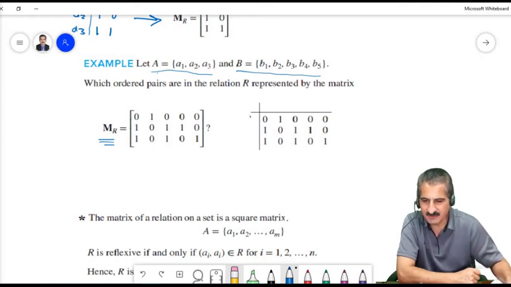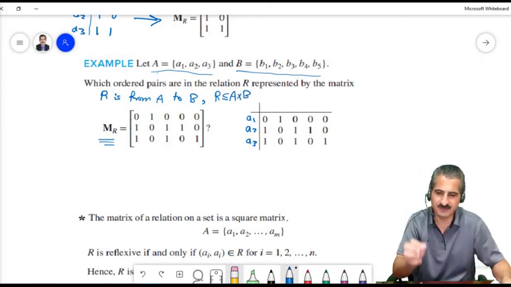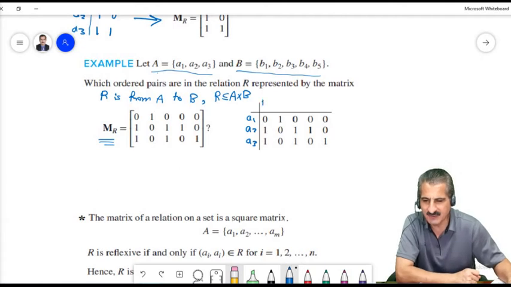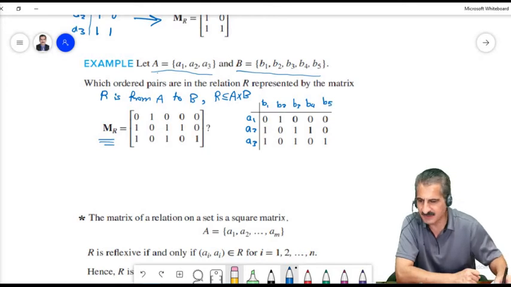So the first column to the left, we will list the elements of A. So the relation R is from A to B, which means R is a subset of A cross B. So A comes first, therefore I list it in the column, and then B comes after, so I list it in the row here. So it's B1, B2, B3, B4, and B5. Now we can list what R is.